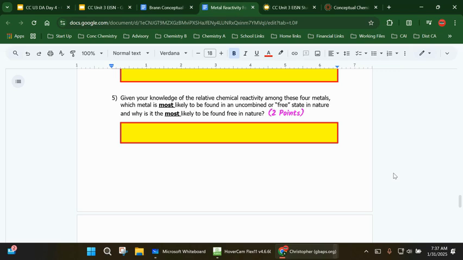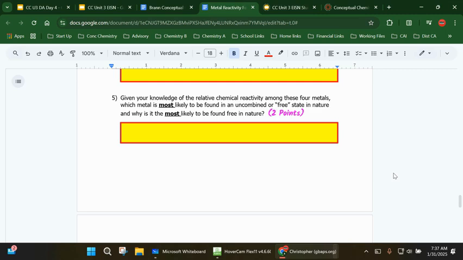Thank you, sir. Okay. Given your knowledge of chemical reactivity among these 4 metals, which metal is most likely to be found in an uncombined or free state in nature? Okay. So let me explain what that means.